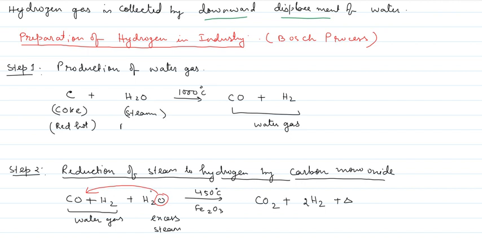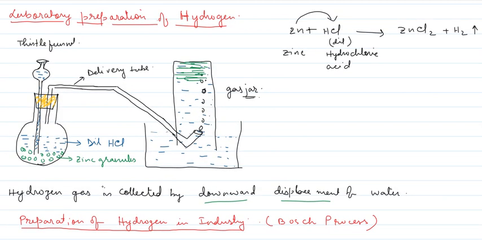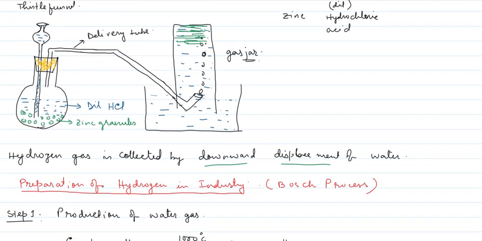How? Because its oxygen is removed. By whom? By carbon monoxide. So carbon monoxide takes one oxygen and forms carbon dioxide. That is why it is called reduction of steam to hydrogen. That means steam is forming into hydrogen, by carbon monoxide. Clear? So remember here that CO is nothing but carbon monoxide.